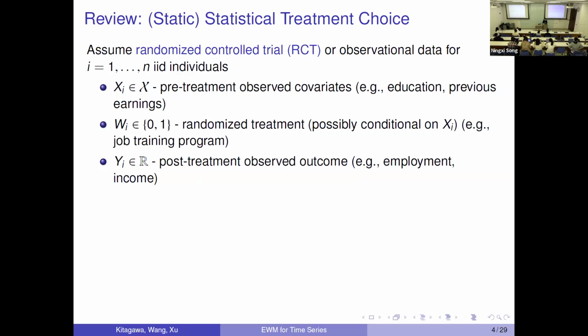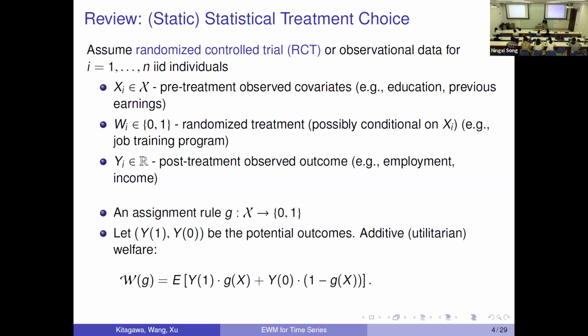Let me first introduce some baseline setups. Assume we have randomized data or quasi-randomized data in an observational study. X here is the pre-treatment observed covariates, for example, education and previous earnings. And W here is a binary variable indicating the treatment, and this treatment could possibly be conditional on X, for example, a job training program. And Y here is the post-treatment observed outcome, like future income.